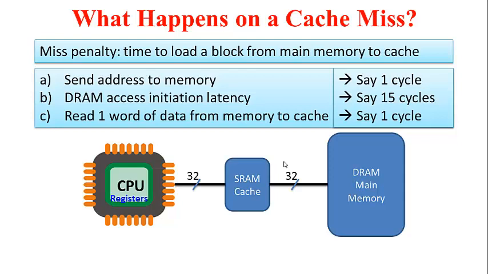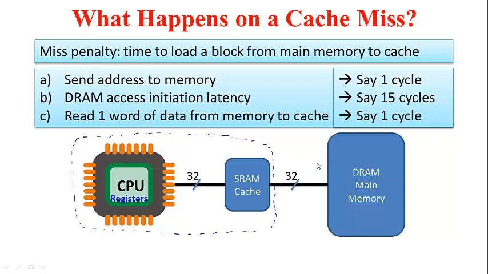Of these three steps, the middle step, the DRAM access initiation latency, is typically the one that will dominate. For example, let us say that the first and last steps take 1 cycle each, whereas the middle step takes 15 cycles. Further, let us say that the width of the interface between the cache and the main memory is 1 word wide. So if the CPU and the cache are both part of the same chip, this will mean that there are 32 lines going between this chip and the DRAM chip.